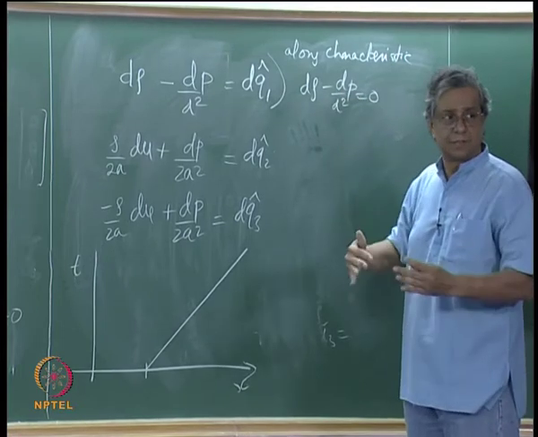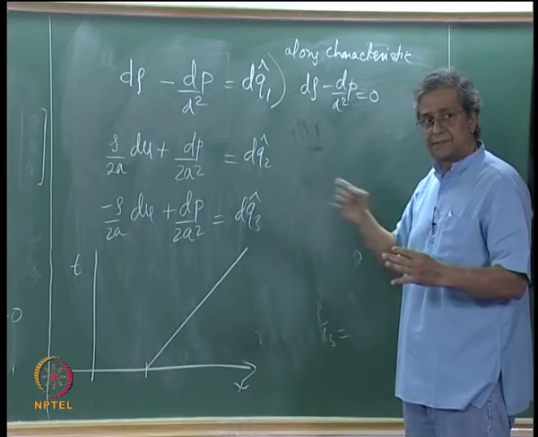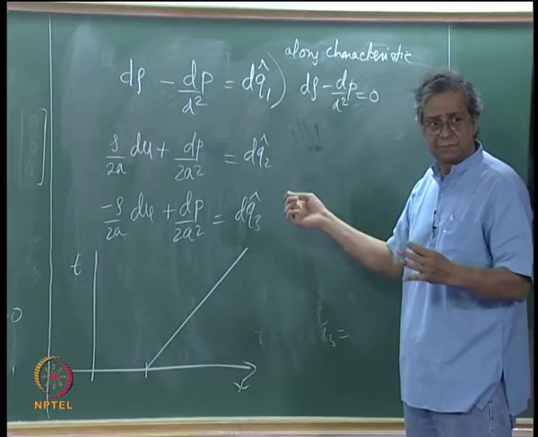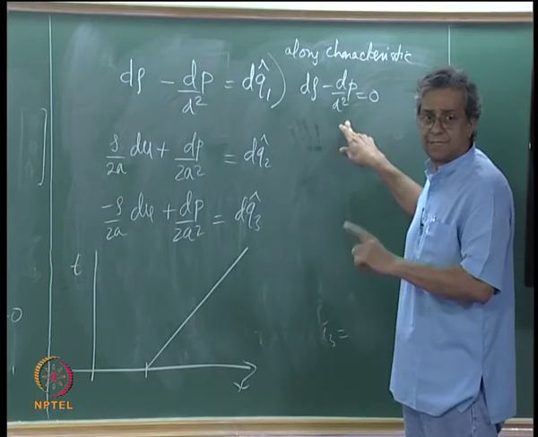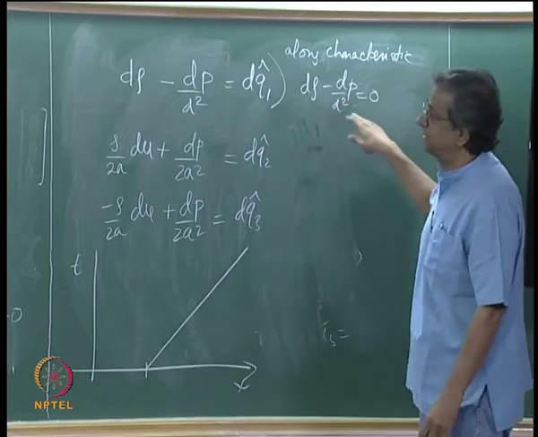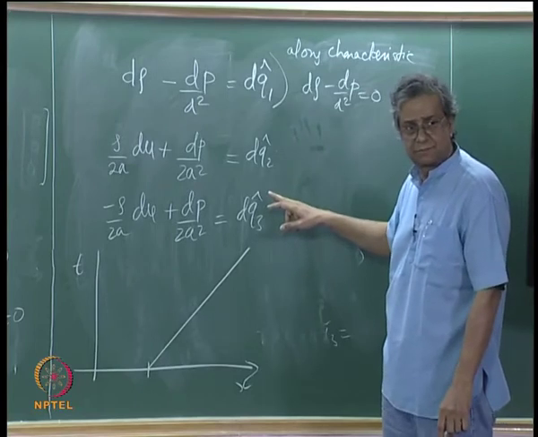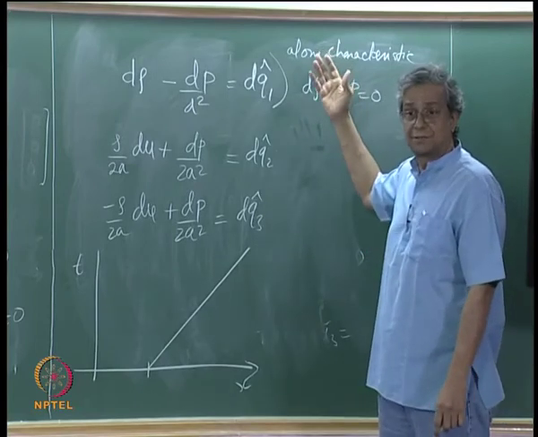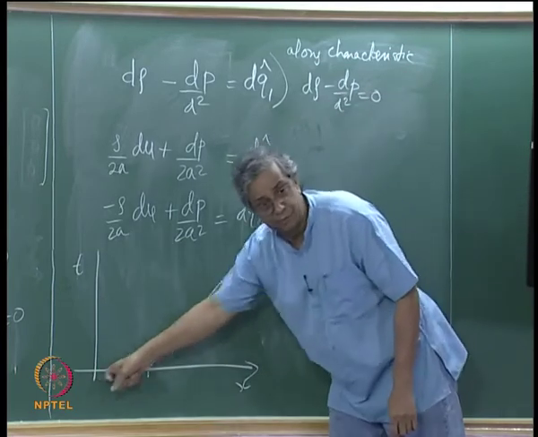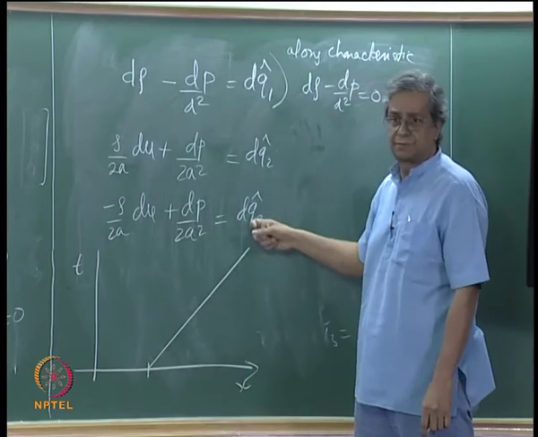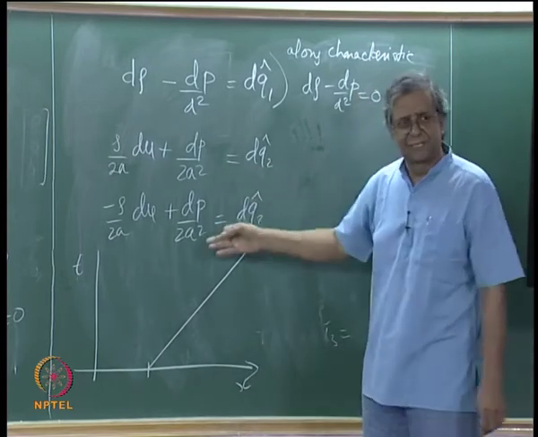On a p-rho graph, if I draw a path and find dp by d rho on that curve, there is a particular curve where it is equal to a squared. That is the isentrope. Since dp by d rho is a squared, the entropy is constant along that line. It is almost as though the entropy is being propagated along that line. So if you had different values of entropy at different points, along this line entropy is constant. Is that fine?